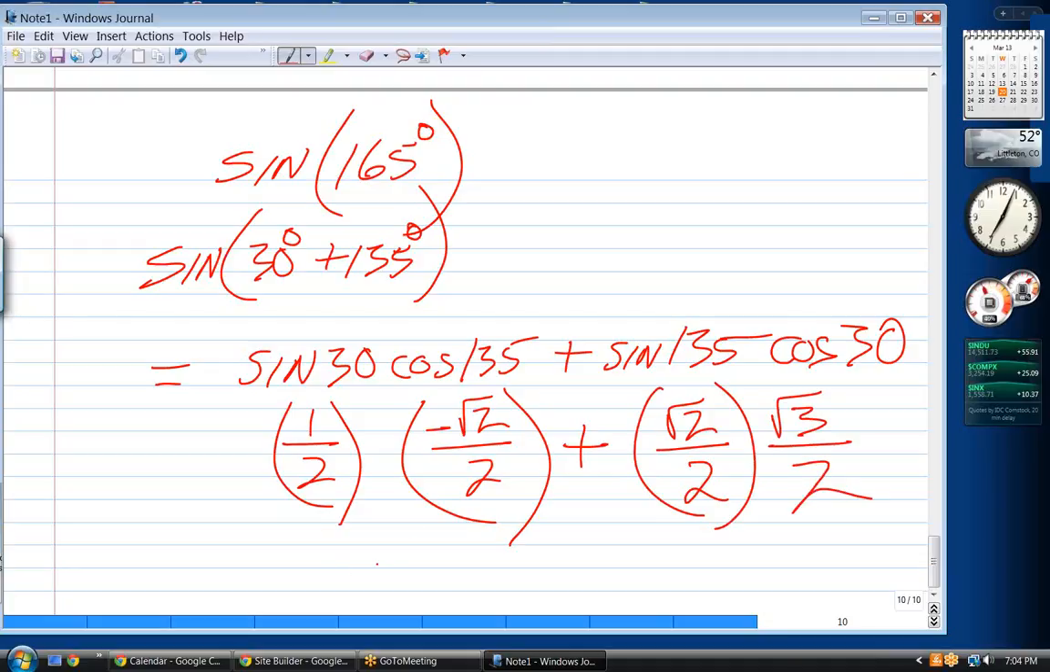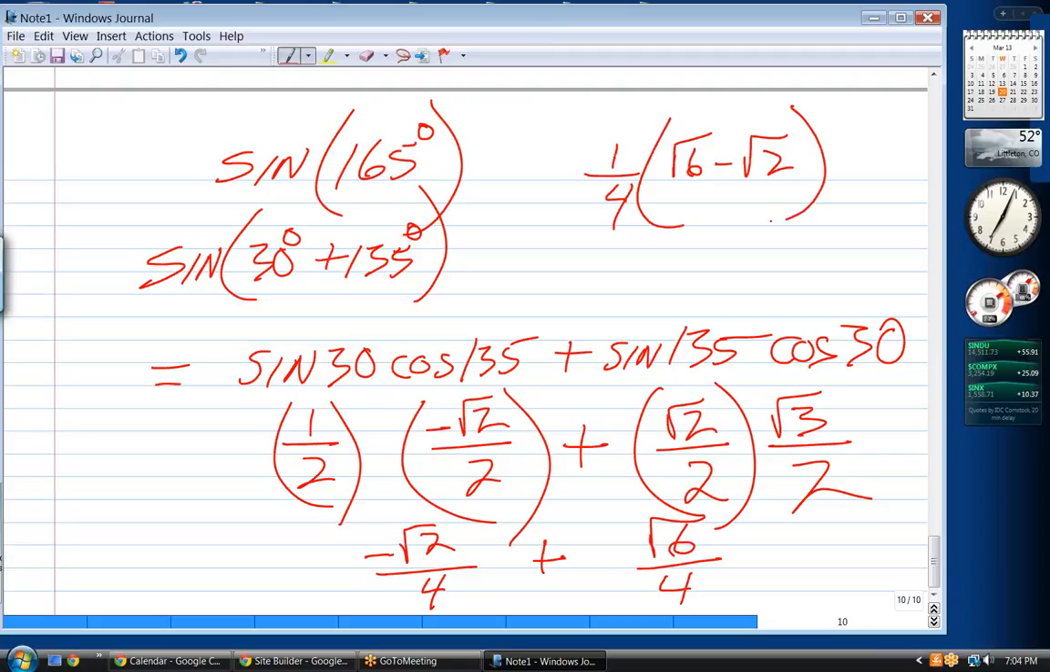Now we have minus root 2 over 4, multiplying this times this, plus root 6 over 4. So the answer I could say is 1/4 root 6 minus root 2. That's equal to the sine of 165 degrees.